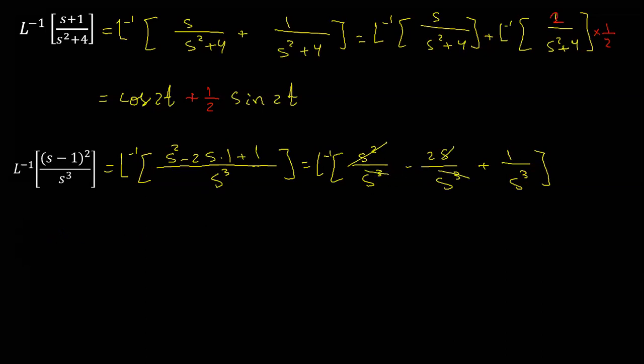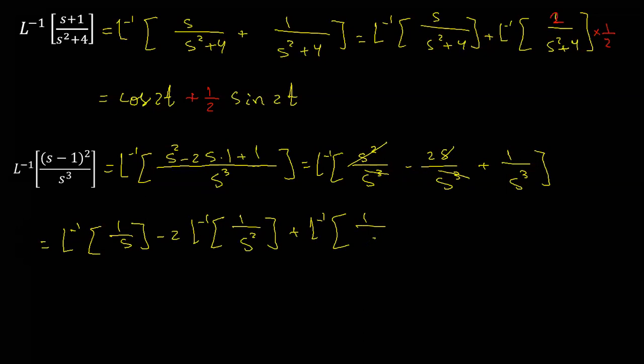So I have the Laplace inverse of the first fraction, which is 1 over S. Minus 2, a constant, take it out from the Laplace inverse. Here you have only 1 over S squared. And the last one is the Laplace inverse of 1 over S to the power 3. Now for me, I know the rule for this. The inverse of 1 over S, it is what?